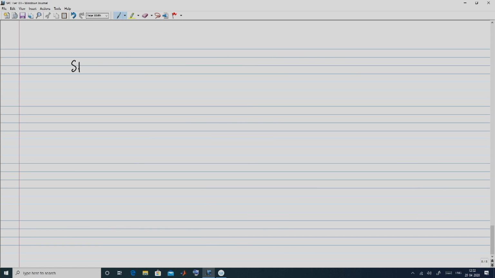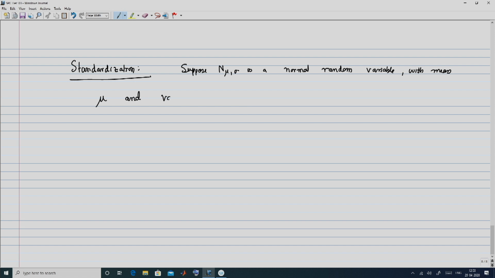So we now move on to an important fallout of the normal distribution, which is known as standardization. So let me motivate this in the following way. Suppose n mu sigma is a normal random variable, obviously with mean mu and variance sigma square. Now we construct a new random variable. So we take the random variable n mu sigma, we subtract mu and divide by sigma, and we call this random variable as z.